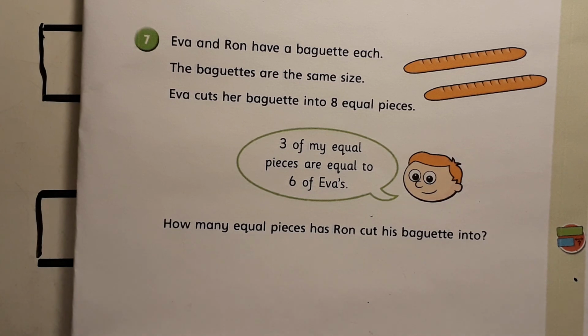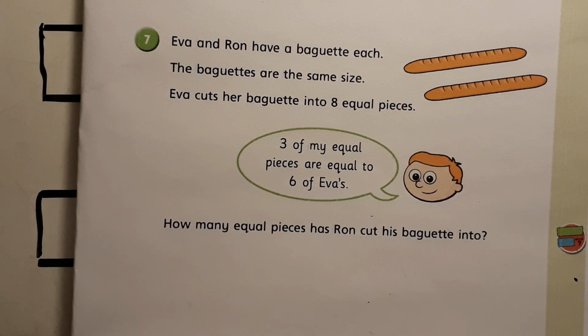Okay, and lastly, number 7, which is a horrible question. Okay, Eva and Ron have a baguette each. The baguettes are the same size. Eva cuts her baguette into 8 equal pieces. Ron says, 3 of my equal pieces are equal to 6 of Eva's. Okay, how many equal pieces has Ron cut his baguette into?